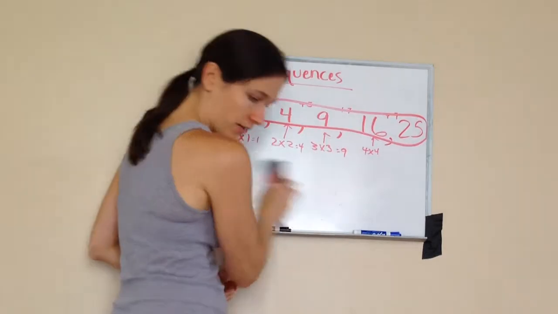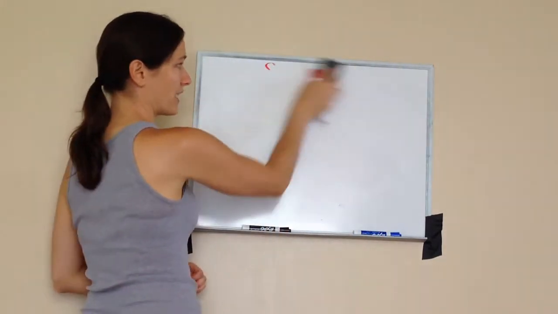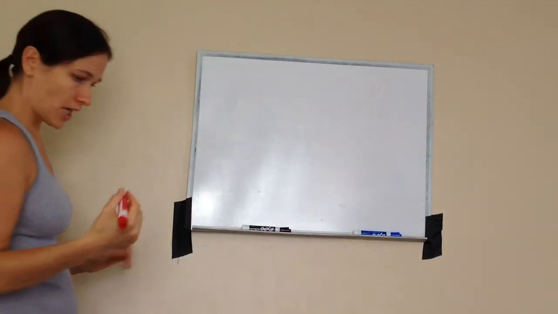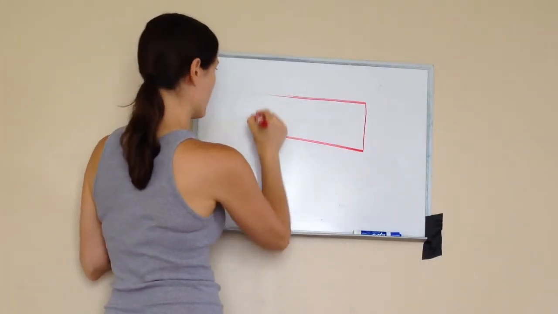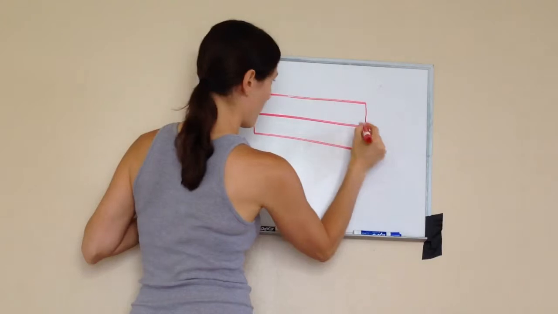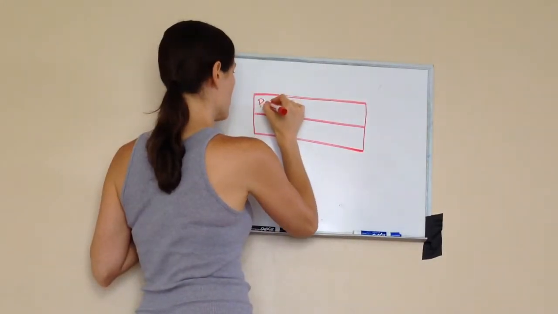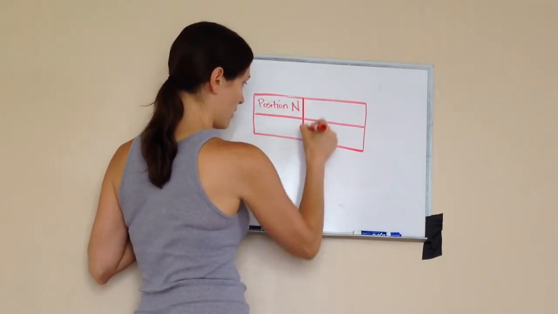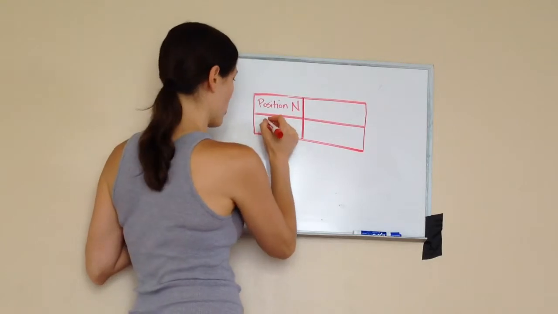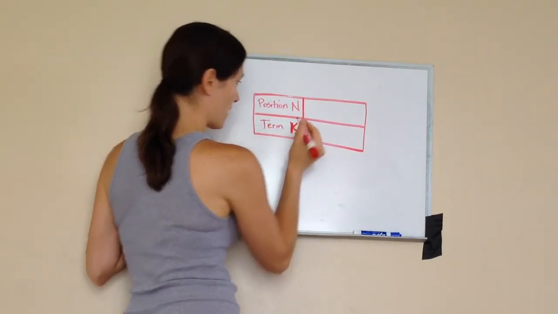Got it? All right. Now, this is probably going to be the hardest thing you understand, but if you really pay attention, you'll get it. Okay, this is probably a little bit harder. Let's say I'm going to have a chart. Okay, you probably need to write this chart down. Okay, and I'm going to call this position N. Okay, and the one underneath that one I'm going to call term K. Term K in position N.